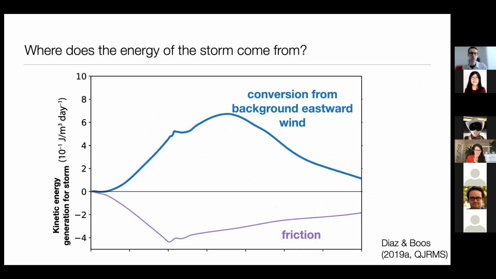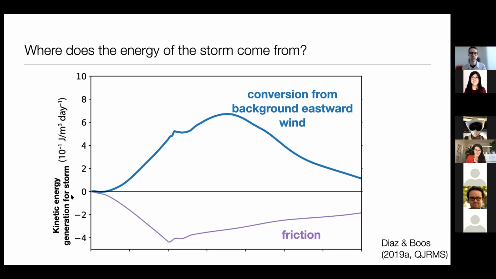Now, what we can do is actually use the equations of fluid motion to ask the question of, well, where does the energy of the storm come from? This is a vortex that's amplifying. Its kinetic energy is increasing. And what we're going to do is look at a budget, if you will, for the kinetic energy of that storm.